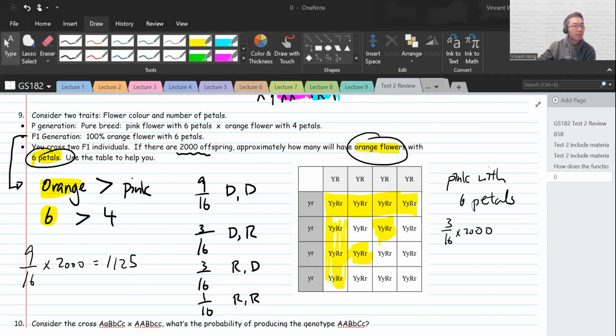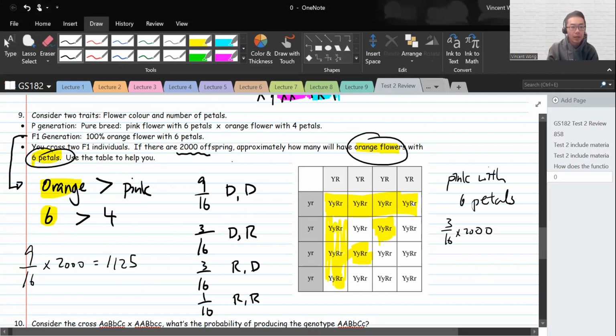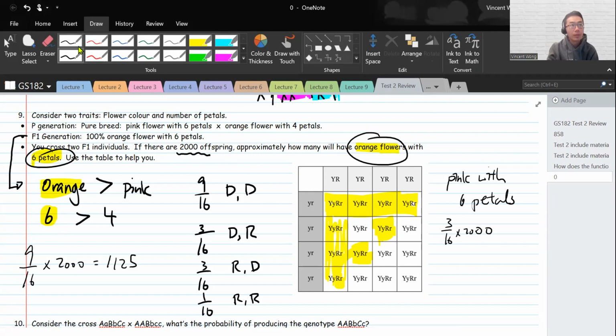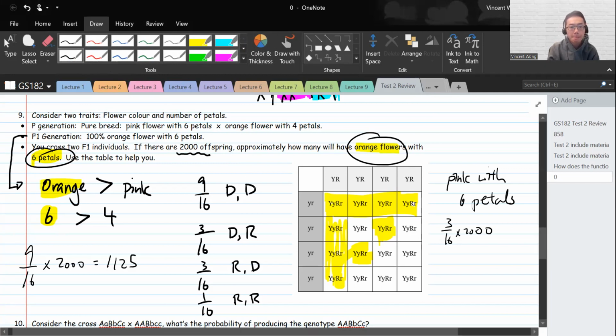Sorry, how do you get the orange is dominant to pink? Sorry, once again, Sarah, please. I just didn't quite catch your question completely. Maybe one more time, if you could, please. Okay. You said that orange is dominant to pink, yes? That the orange is dominant to pink. Oh, you're asking me how do I know orange is dominant to pink?